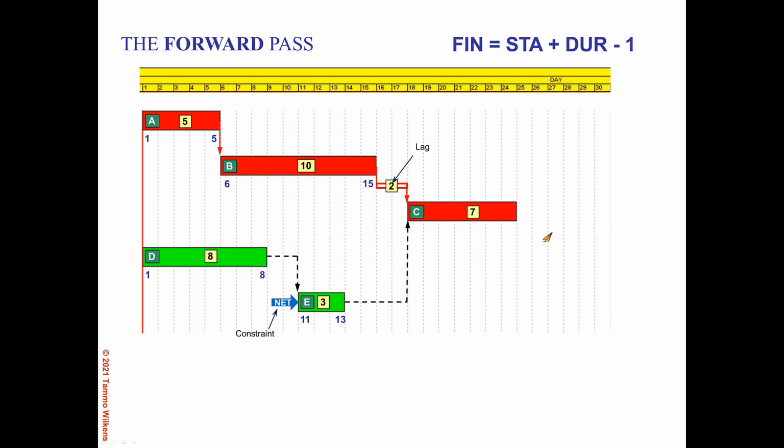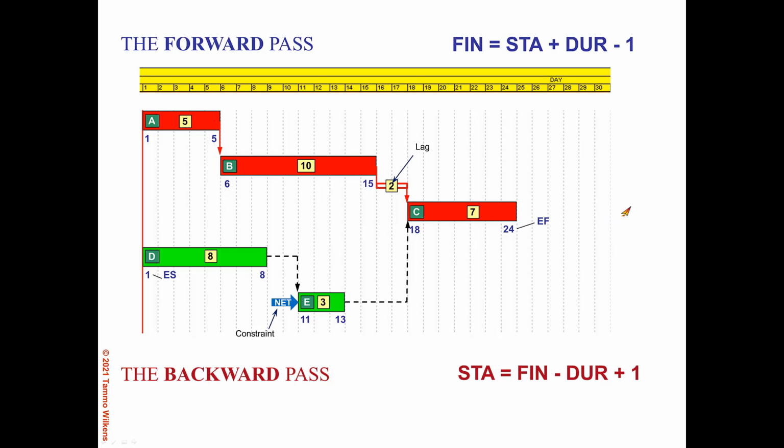And now we can tell that C can start as early as day 16 because it bumps into B before it bumps into E. And then we have a finish date of day 24, which is the end result of our forward pass. And these are known as the early dates.